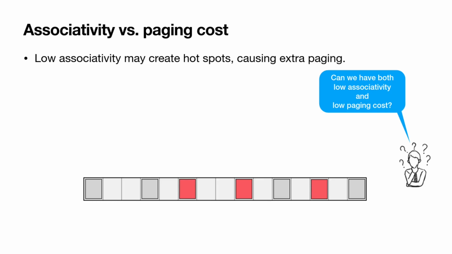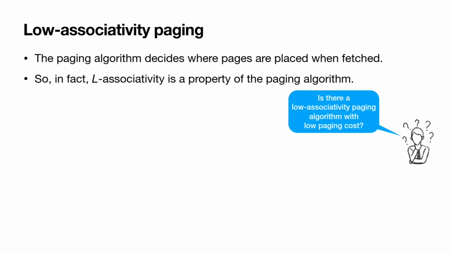So the question is, can we have both low associativity and low paging cost? Before diving into the answer of this question, let me note that this is 100% a question about the paging algorithm, because it is the paging algorithm that decides where pages are placed when they are fetched. And thus, in fact, L-associativity is a property of the paging algorithm. So the question we want to answer is: is there a low-associativity paging algorithm with low paging cost?